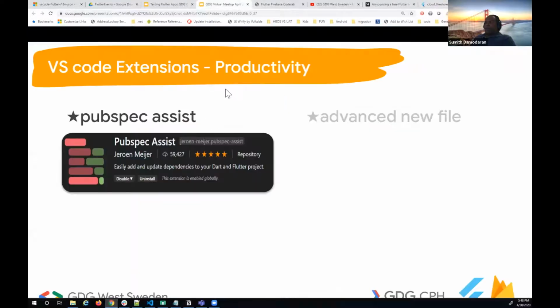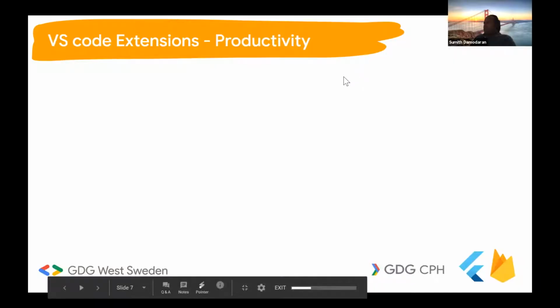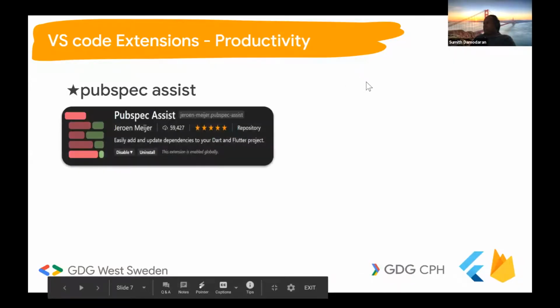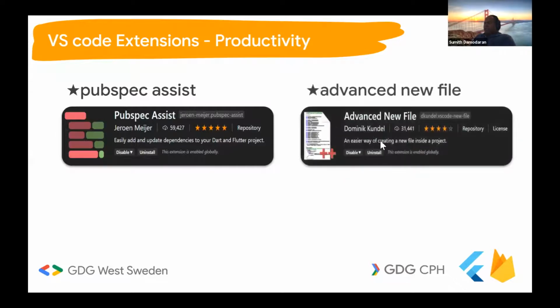The next one is an interesting one. I kind of like it. Someone showed it to me and I use it. It's Advanced New File. We create a lot of files, and to create a lot of files in Visual Studio, you have to right click, create a new file, and so on. So it's an easy way to create a file in Visual Studio.